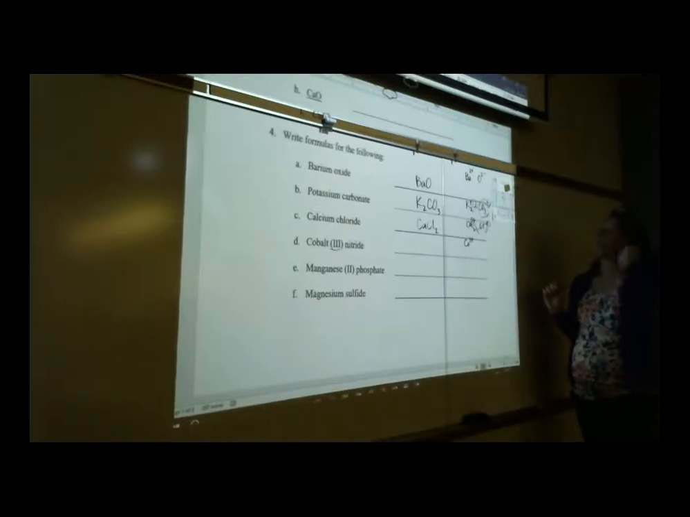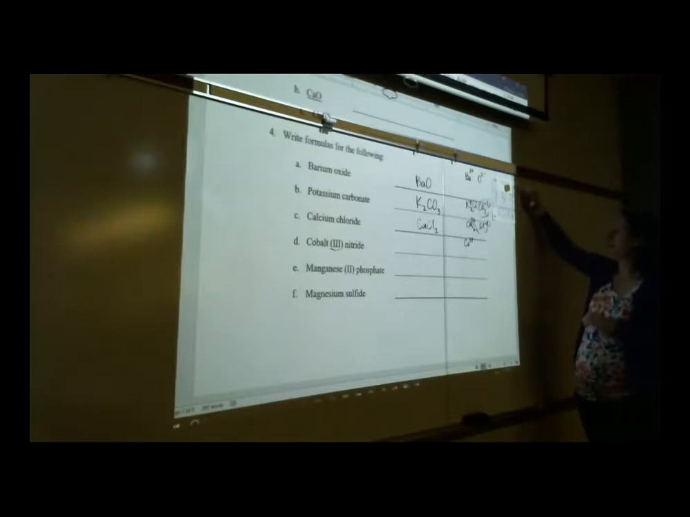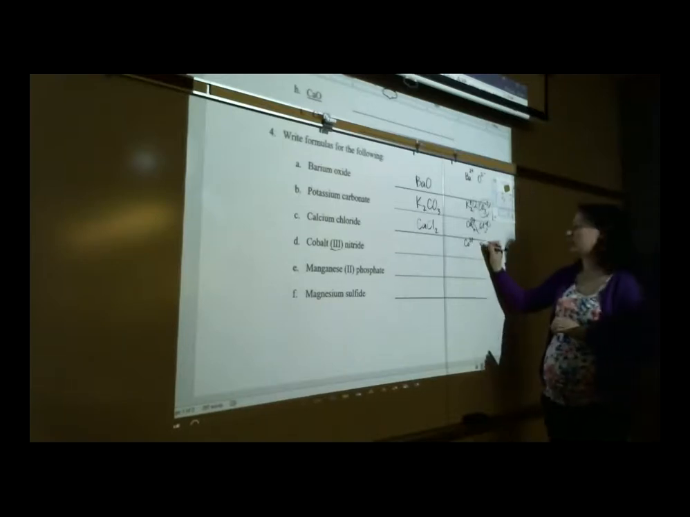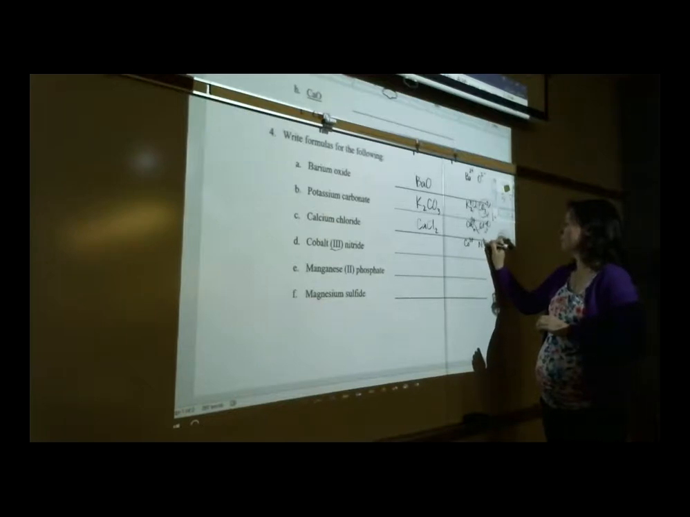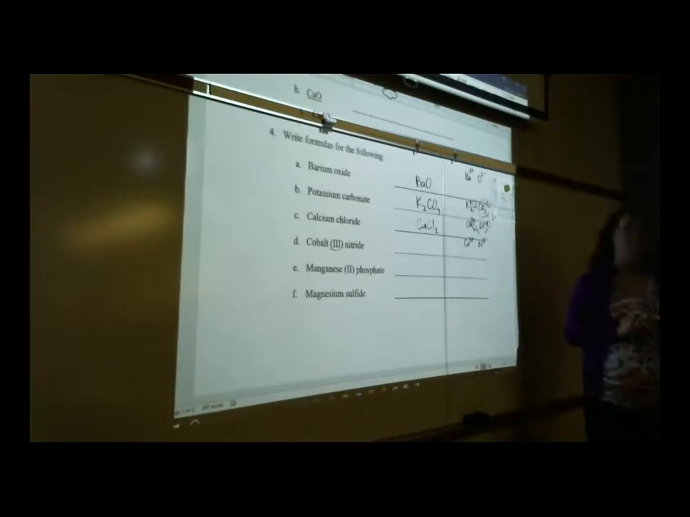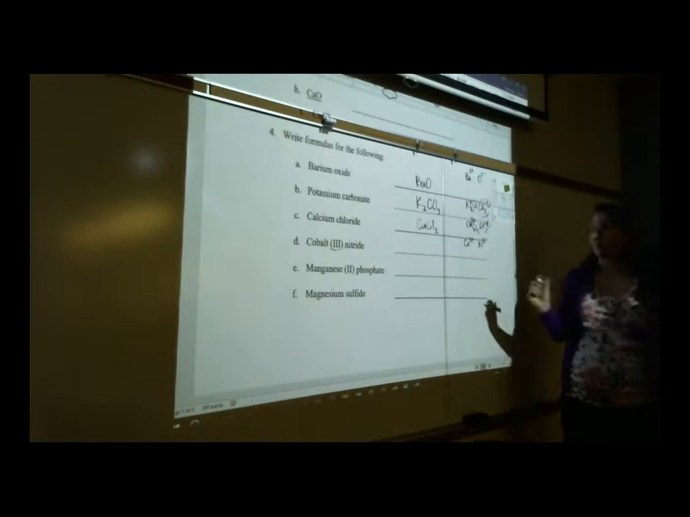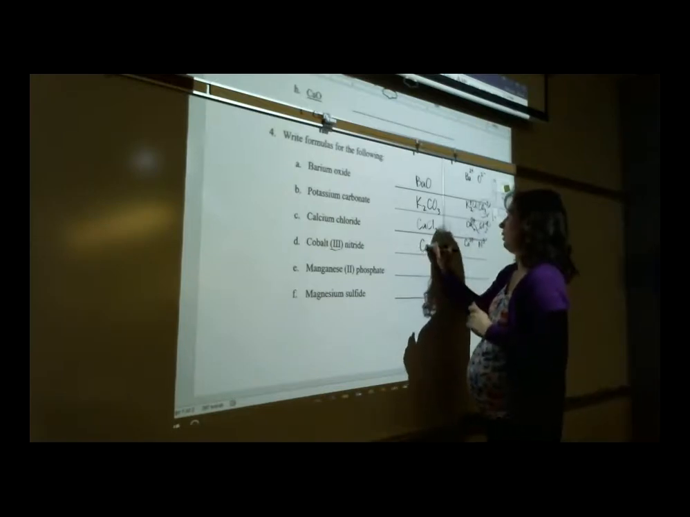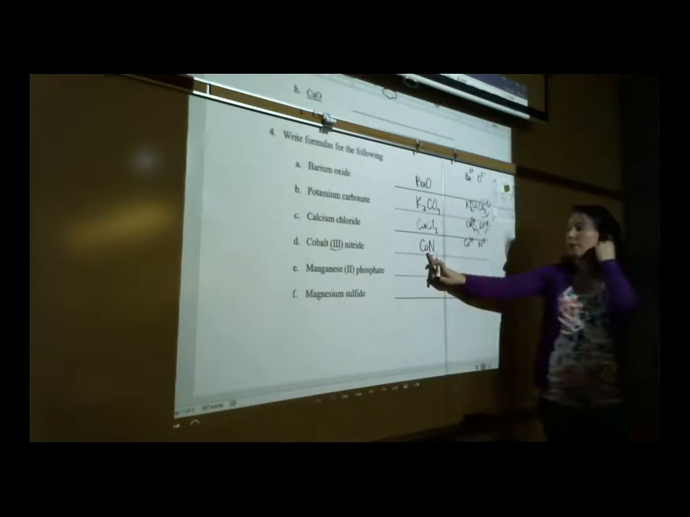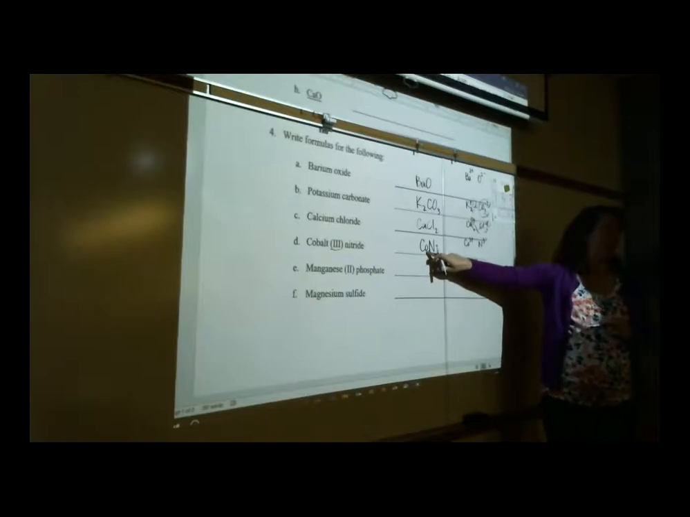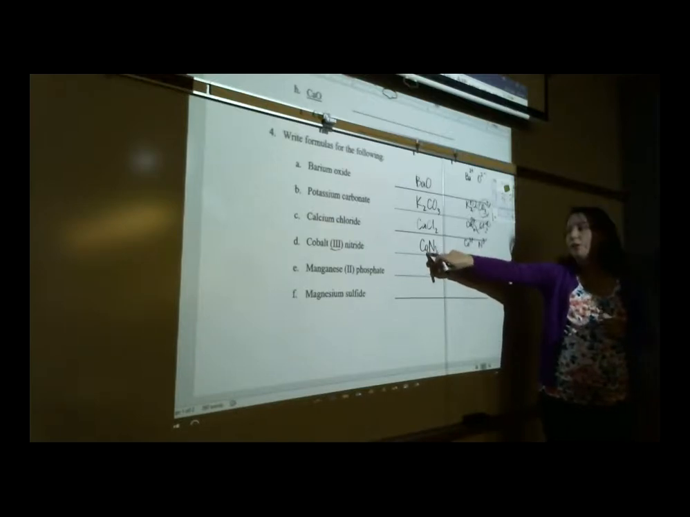What's nitride? Where's nitrogen on the periodic table? Group 5, so it's got a -3 charge. So is it CO3N3? No, it's just CoN. Be careful here with your case. If this looks like an uppercase O, that would be incorrect, because that would be carbon, oxygen, nitrogen. That's not correct. Be careful with O's especially.